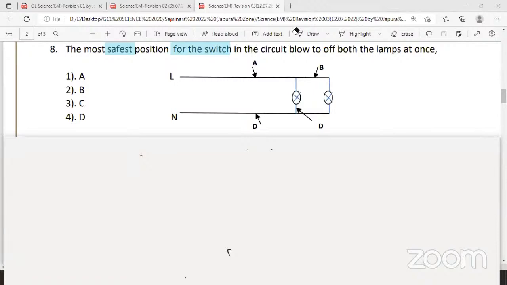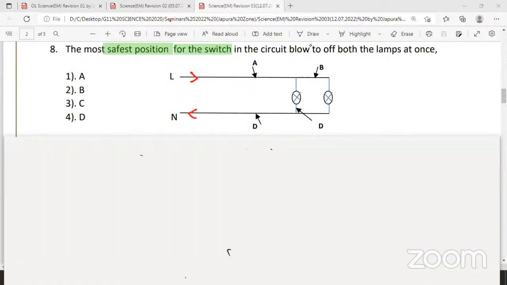Not only to turn on and off. It has to be that safety matters here. Remember, usually you can put the switch either in the live wire or the neutral wire, no problem, but the safest place for the switch is what? Live wire. If you want to write it, the switch should be connected to the live wire. The reason is electricity enters from the live wire and passes out from the neutral wire.